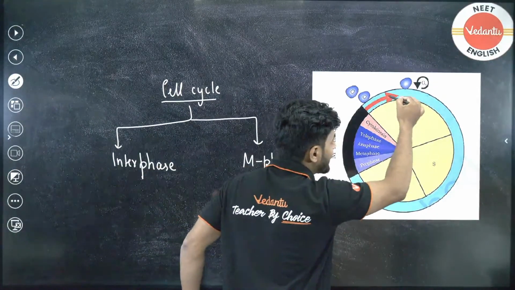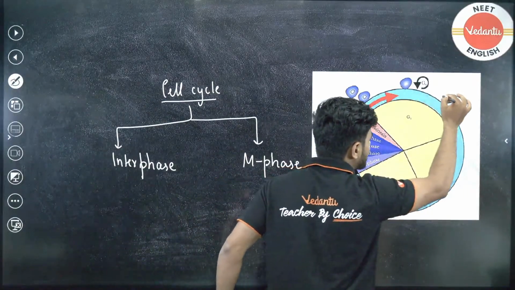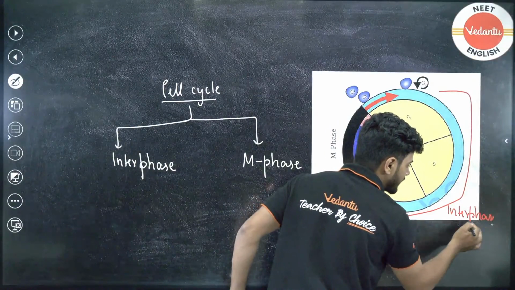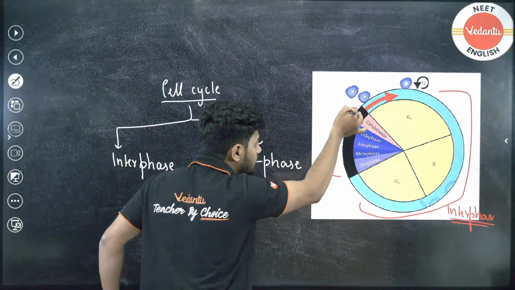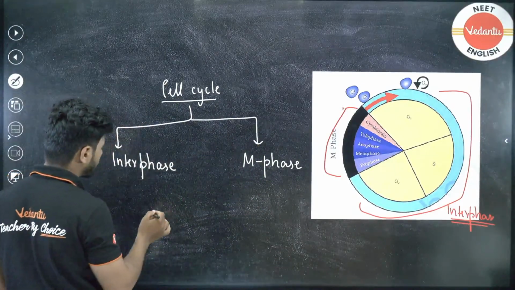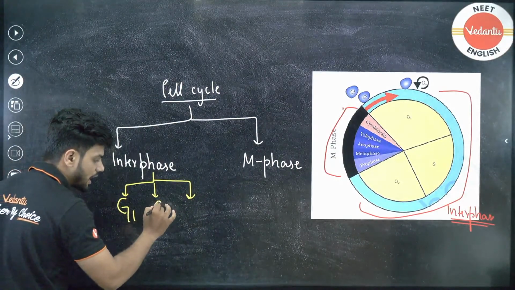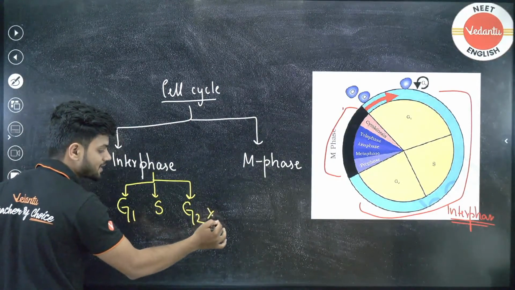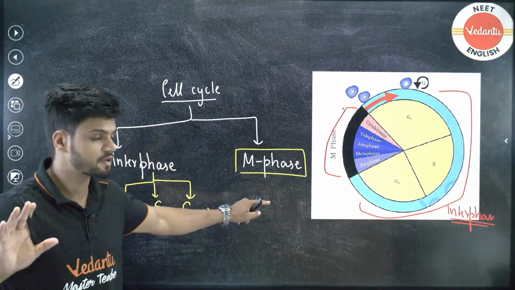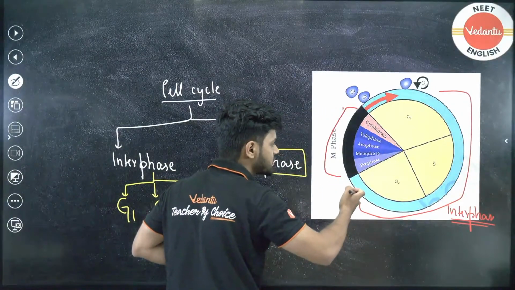Now, can you see this light blue color? The entire light blue thing is your interphase. This small thing, can you see it? This right here is your mitosis or M phase. Furthermore, interphase can be divided into three categories: G1 phase, S phase and G2 phase. Now we are not interested in this. Our main focus right now is on M phase.